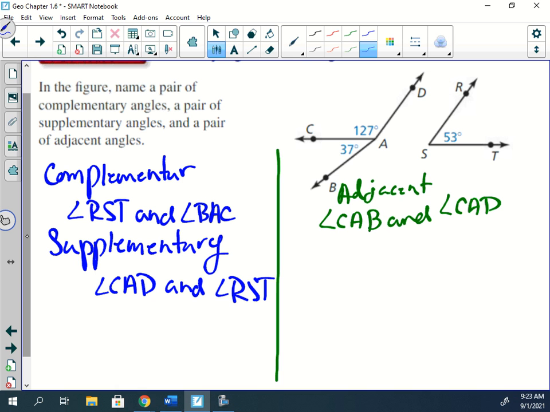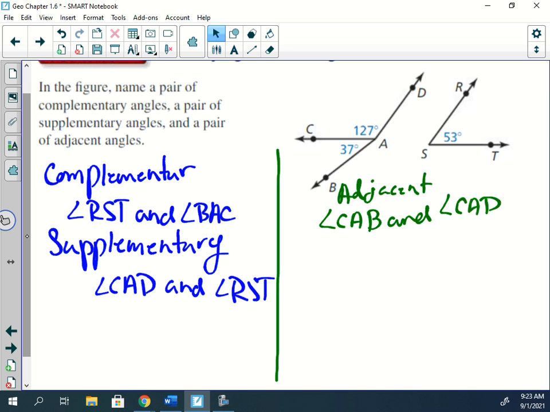So technically they do share a common side, but it's going to be more accurate to say angle BAC and angle CAD, those two, because they share that side length of AC. Because angle CAD would be contained in angle BAD, so they're not really adjacent, they're contained within each other. Any other questions on this here?